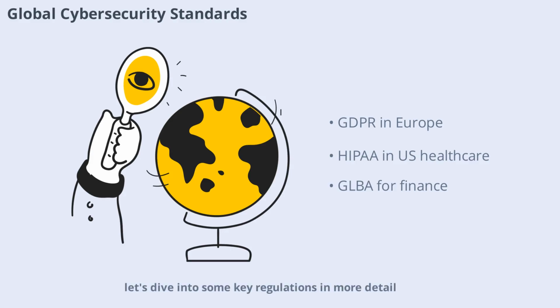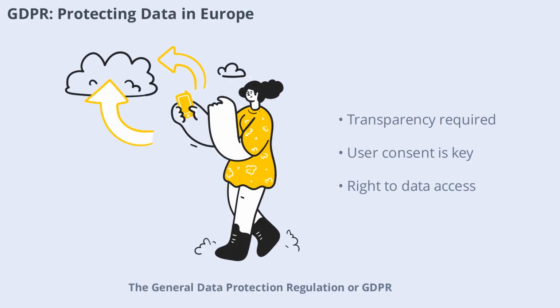Now, let's dive into some key regulations in more detail. General Data Protection Regulation, or GDPR, is one of the most well-known cybersecurity regulations. It applies to any organization that handles the personal data of EU citizens, regardless of where the company is based. GDPR emphasizes transparency, user consent, and the right to access or delete personal data. Violations can result in hefty fines, making compliance a top priority for businesses. GDPR has influenced privacy laws worldwide, setting a high standard for data protection.